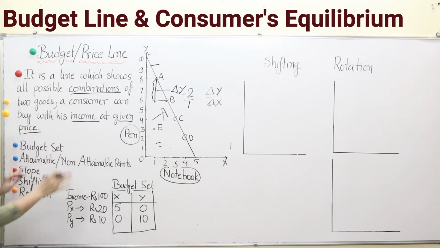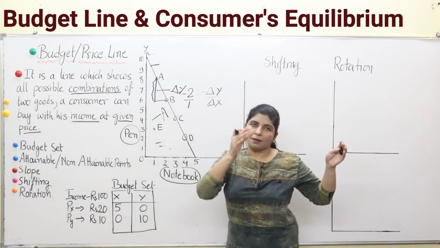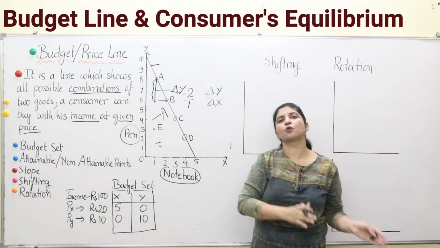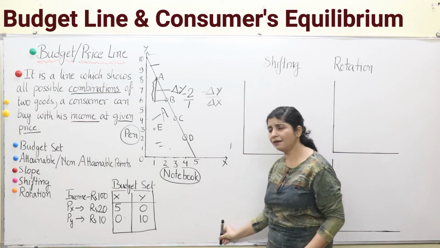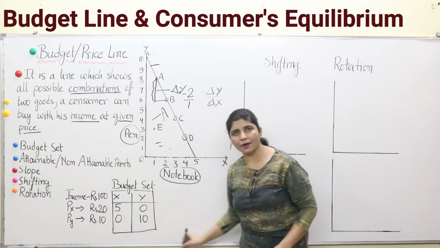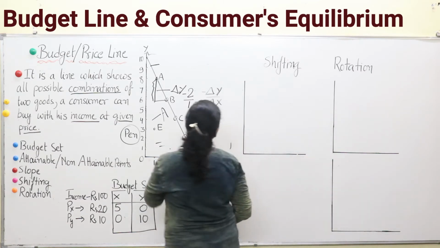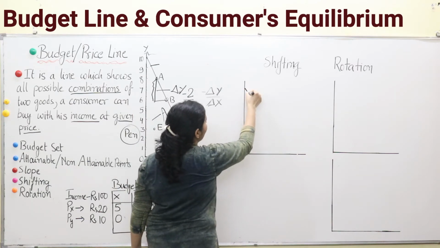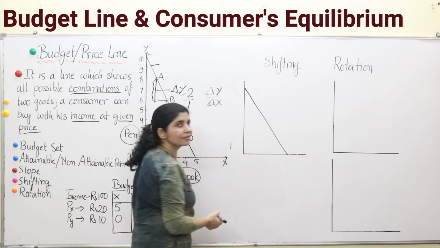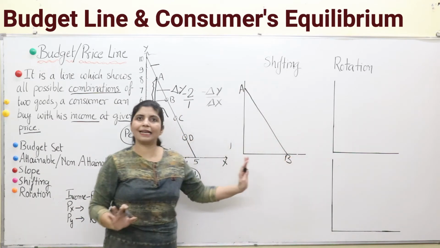Now we will discuss shifting and rotation. What is shifting? That means moving from one place to another. If this pen is kept here, I'm shifting it towards this place. Okay, so this is shifting. Here, suppose this is A, B, and this is my initial price line.